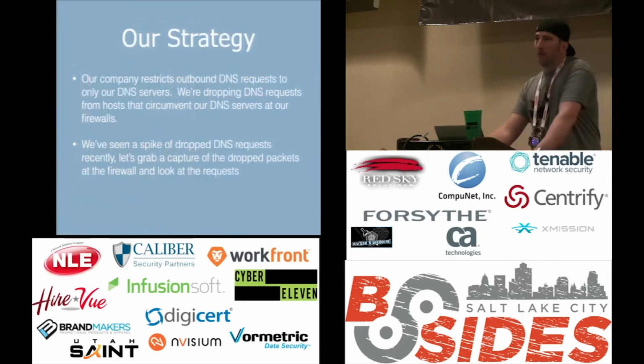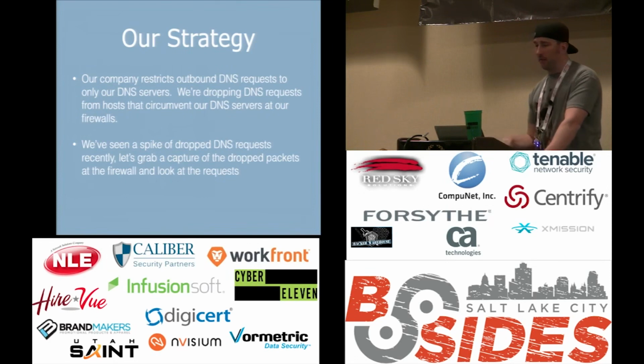So in our scenario, our company restricts outbound DNS, so only our DNS servers are allowed. Not terribly uncommon. Lately, we noticed that we're seeing a ton of packet drops, and it's a bunch of DNS requests, and they're circumventing our DNS servers. It's clients reaching out for DNS, and they're circumventing our infrastructure. So to try and figure out what's causing this spike, we want to look at that DNS traffic, that drop traffic, after our firewall's already dropped it. We don't want to allow it and then look at it. We want to continue to drop it, but take a look and see what's going on.